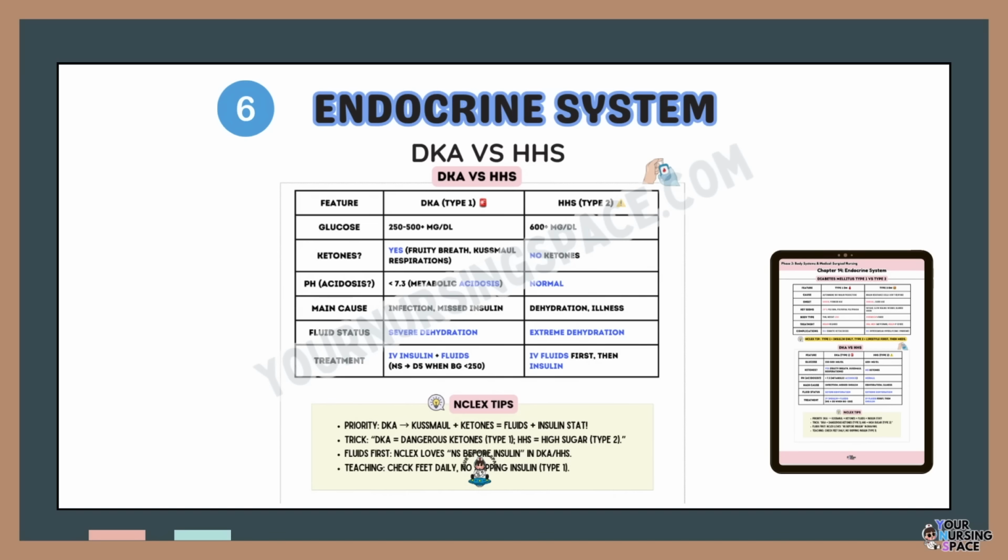The treatment is the same as DKA, IV fluids first, then insulin, but these patients often need even more aggressive fluid replacement since the dehydration is so severe. A simple way to remember this is that DKA has ketones and acidosis, while HHS does not.